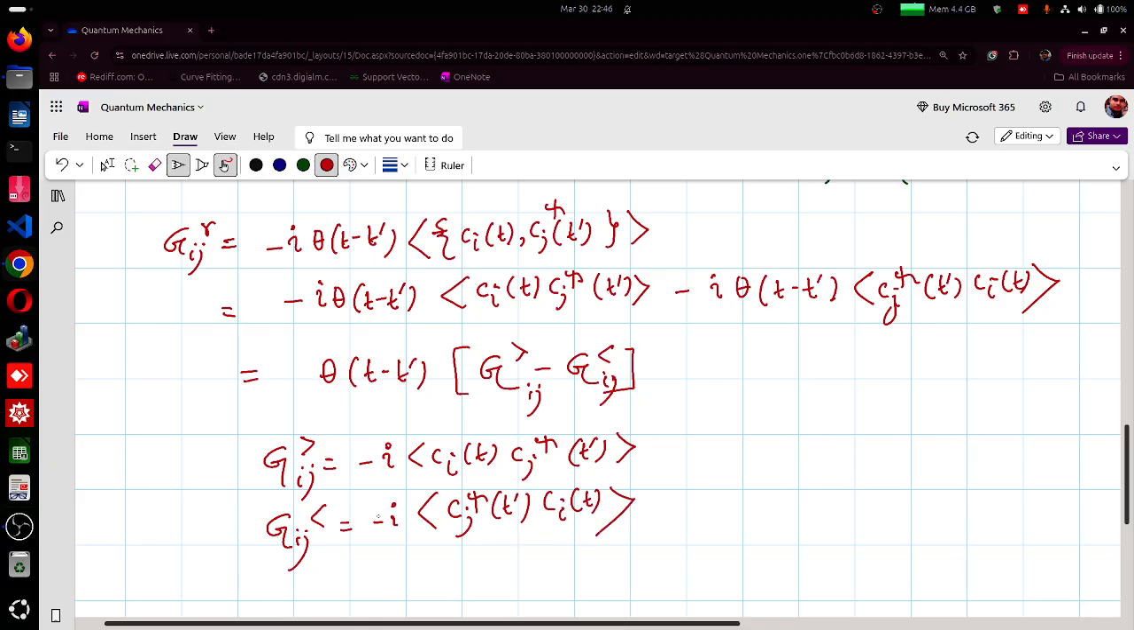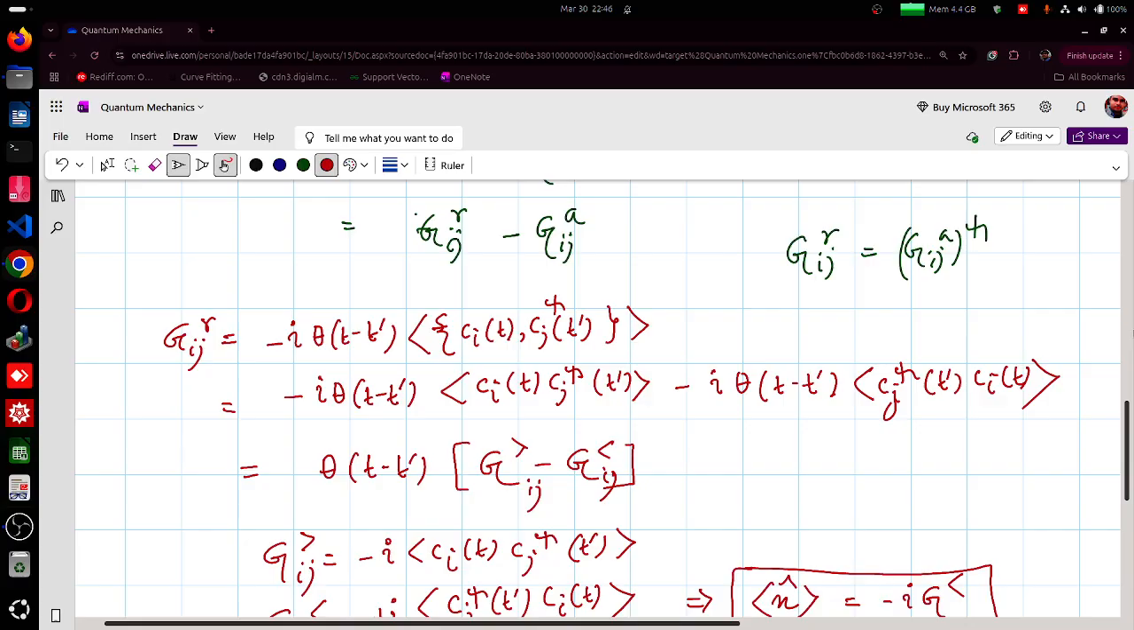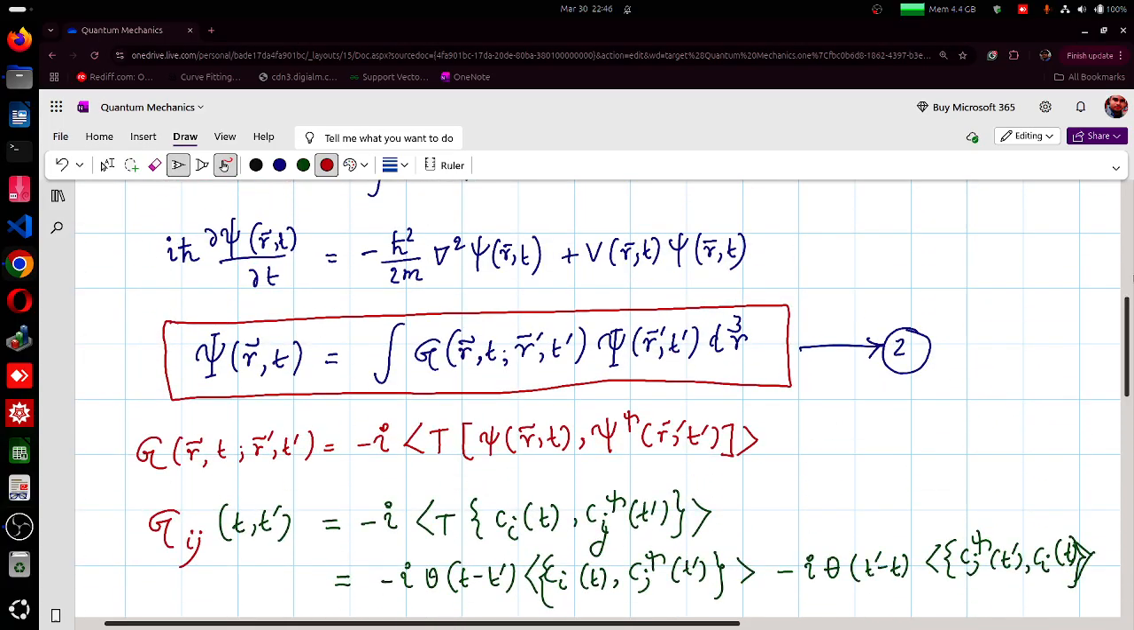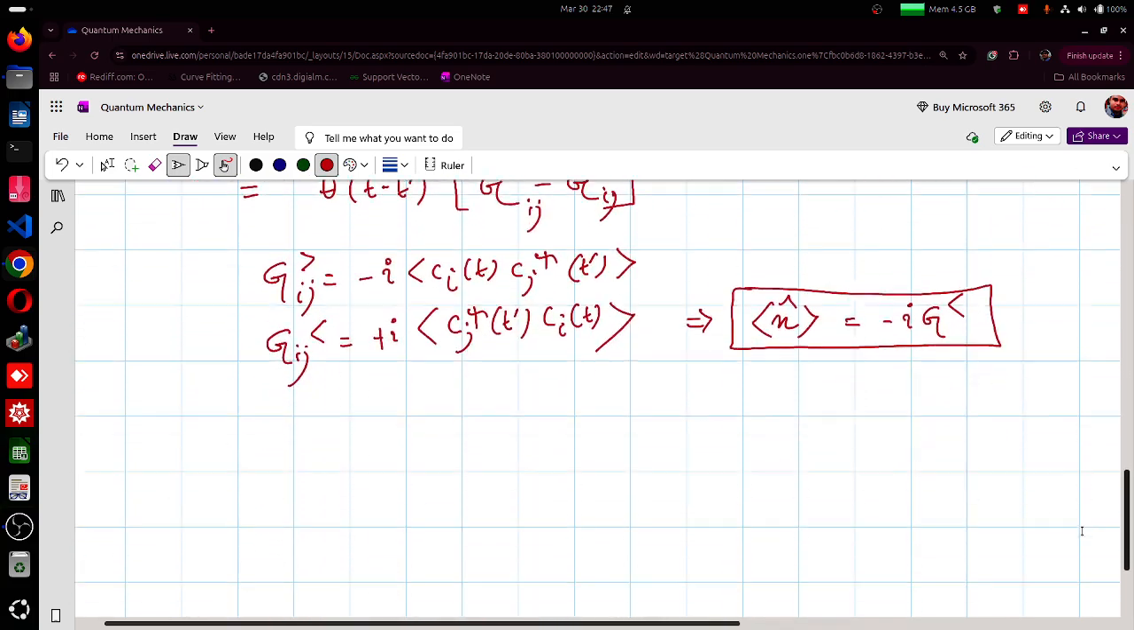Right? Plus. So now the lesser Green's function gives us the number density, right? So we can calculate the number operator like minus i G lesser. This is one important physical significance. Okay. So these are the definitions of the Green's function that are all required for the Green's function approach, right? These are all the basic definitions which we will use later in our discussion.